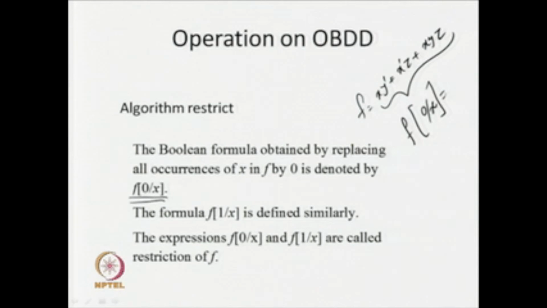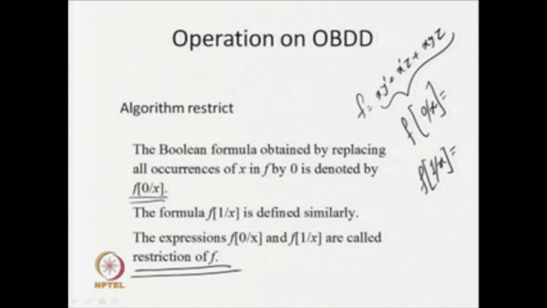Similarly, we can ask what is the functional value if I replace all x by 1. That means we are putting a restriction on one variable. I am saying that x will always be 0 only, or that x will always be 1 only. You just look at the valuation of this function depending on the other variables. This is known as the restriction of f. We are going to restrict the valuation of the function with respect to some variables.